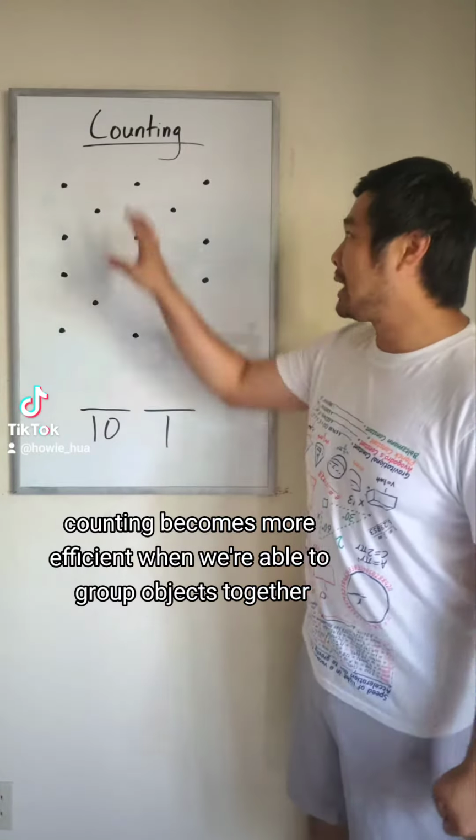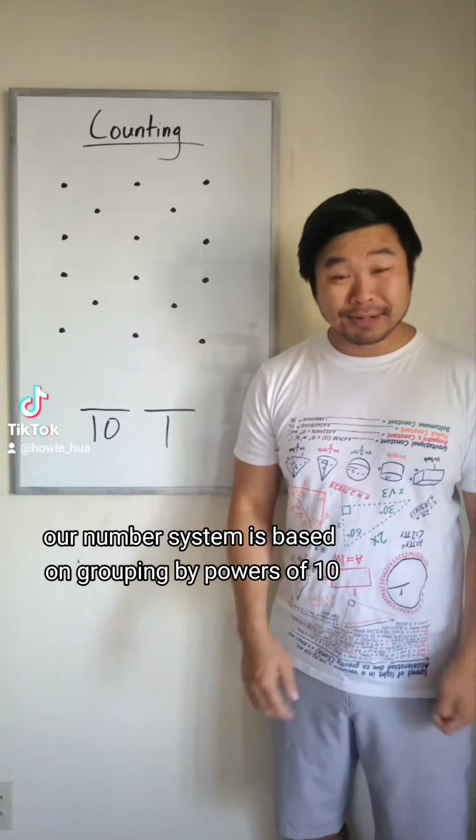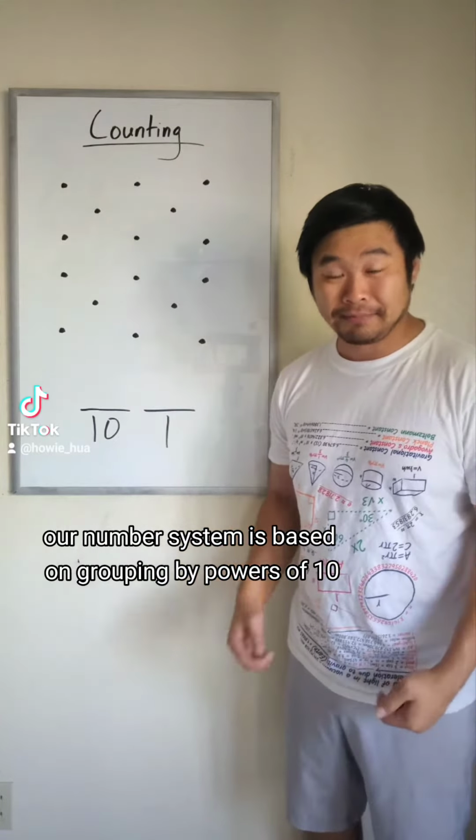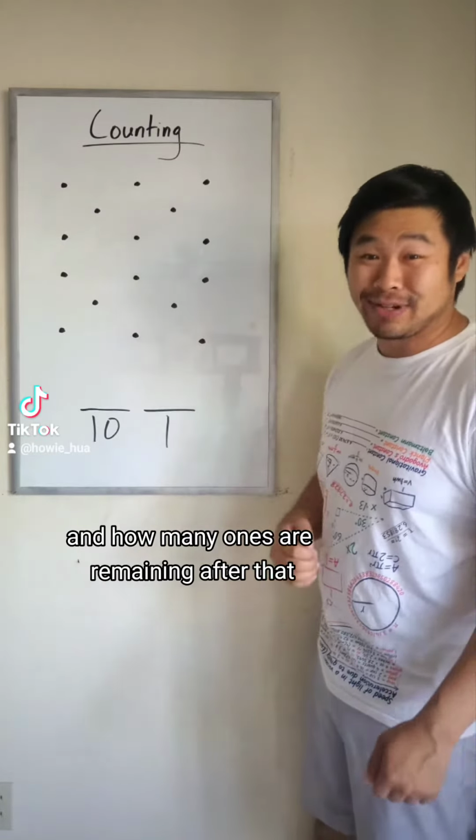Counting becomes more efficient when we're able to group objects together. And when we say the final answer, our number system is based on grouping by powers of 10. For example, how many groups of 10 are there here, and how many ones are remaining after that?